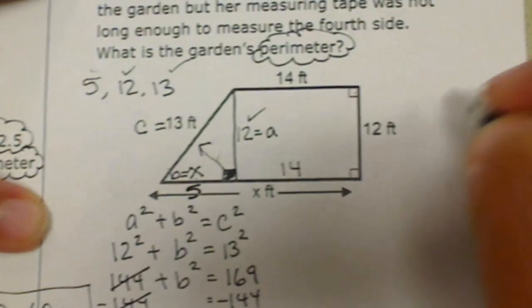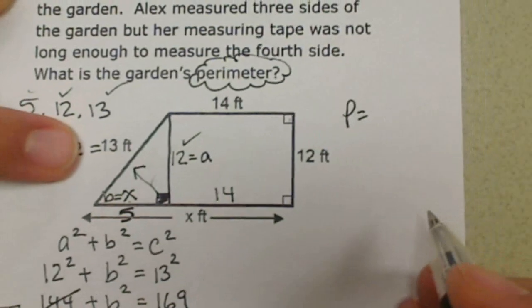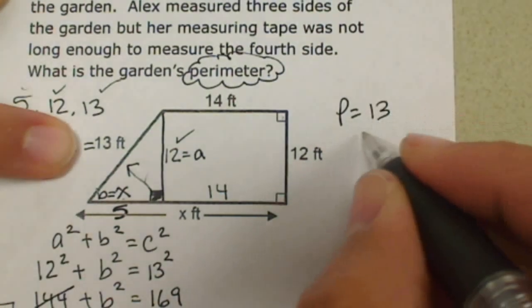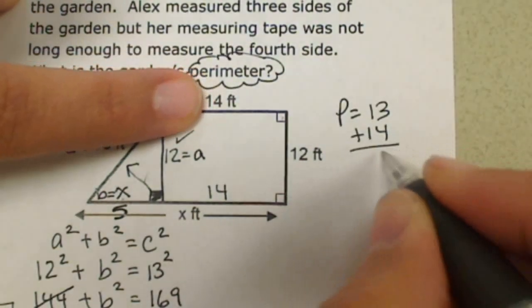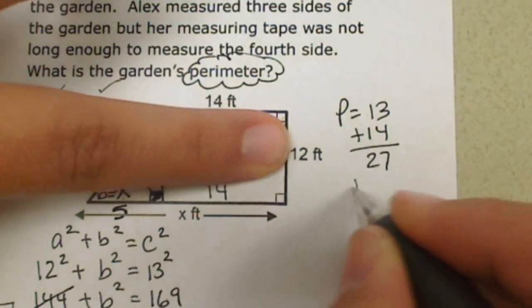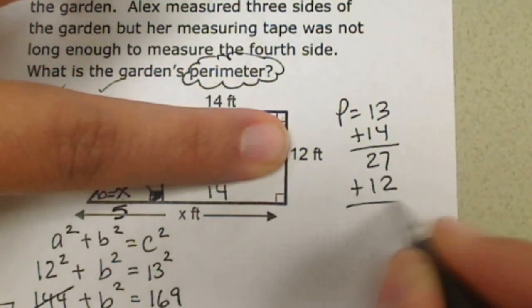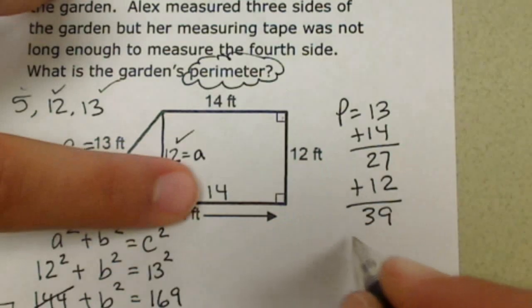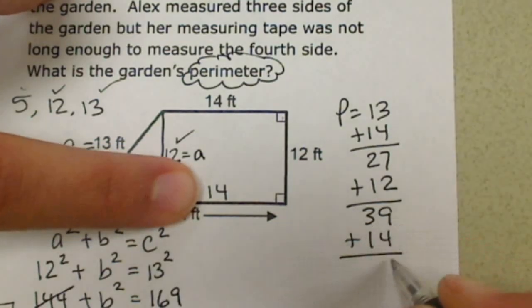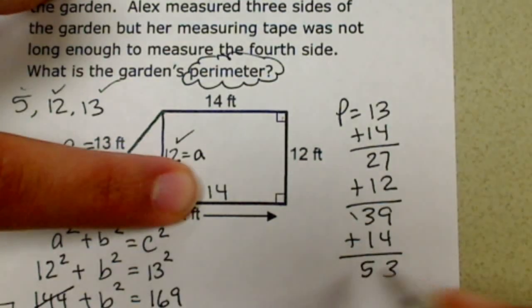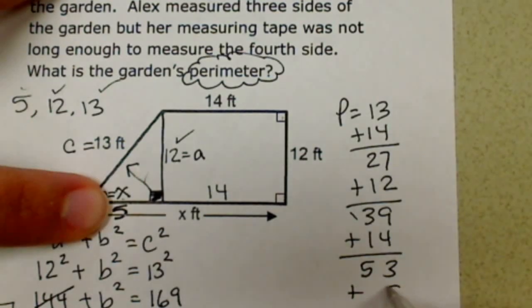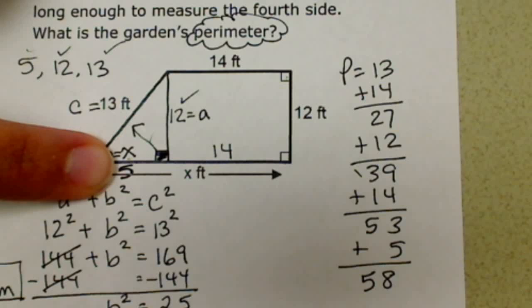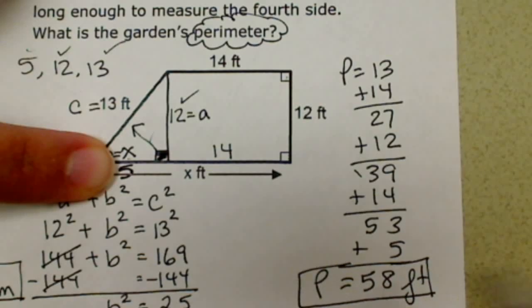So I'm going to add up 13 plus 14, which is 27, plus 12, which is 39, plus 14, which is 53, plus 5, which is 58. So the perimeter of this figure of the garden is 58 feet.